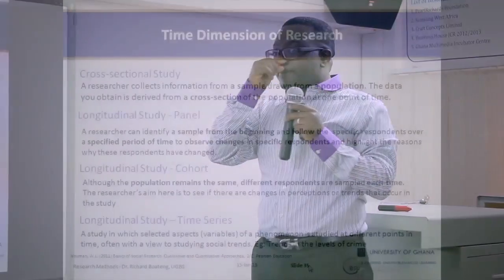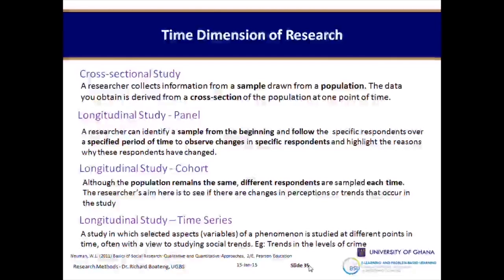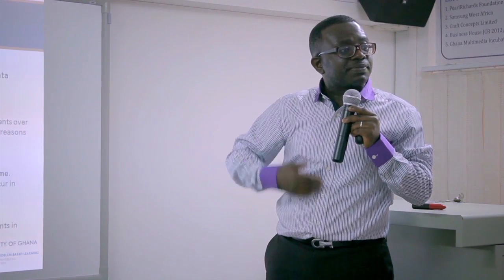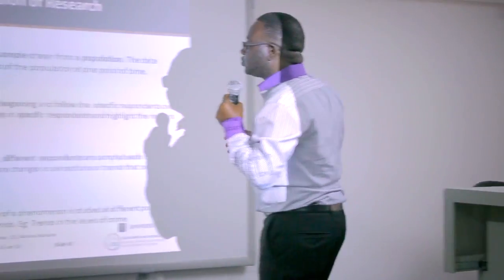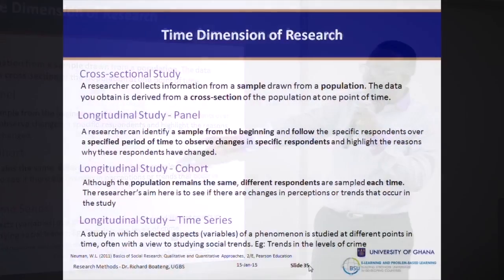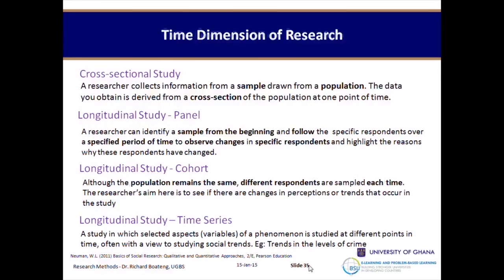The first type of longitudinal study I'll talk about is panel study. Panel study means that you have a panel of people that are answering your questions. And over time, maybe every six months you go. Now, what you are trying to do is to get the people's views concerning an issue, to observe the changes in the specific respondents and highlight the reasons for those changes. See what is happening.